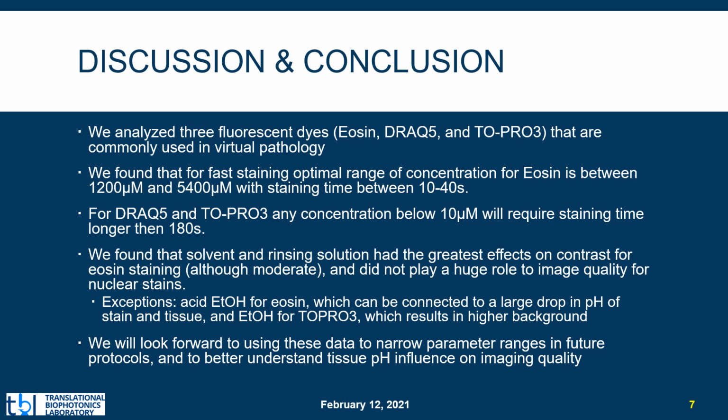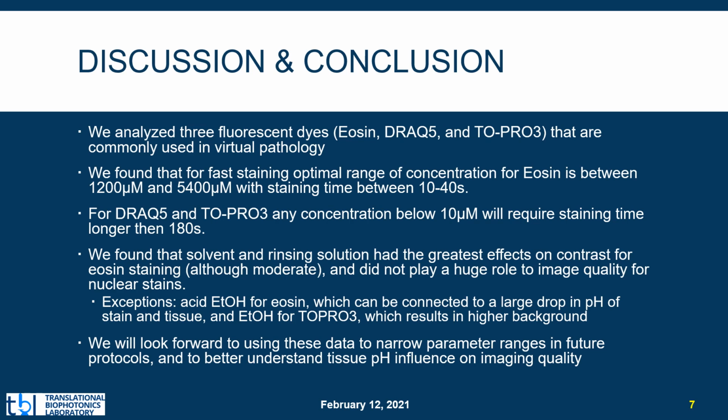In conclusion, we analyzed 3 fluorescent dyes, Eosin, DRAQ5 and TO-PRO-3, that are commonly used in virtual pathology. We found that for fast staining, the optimal range of concentration for Eosin is between 1200 and 5400 micromolar, with staining time between 10 and 40 seconds. For DRAQ5 and TO-PRO-3, any concentration below 10 micromolar will require staining time longer than 180 seconds.